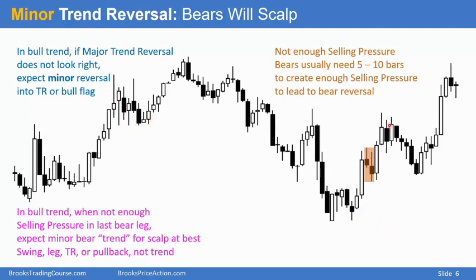We're trying to get a bull trend here. Is this probably going to be a major reversal down? It might be. However, we have 2 very big bull bars here and only a 2-bar pullback here. This is probably a minor reversal and probably either a bull flag or part of a trading range.